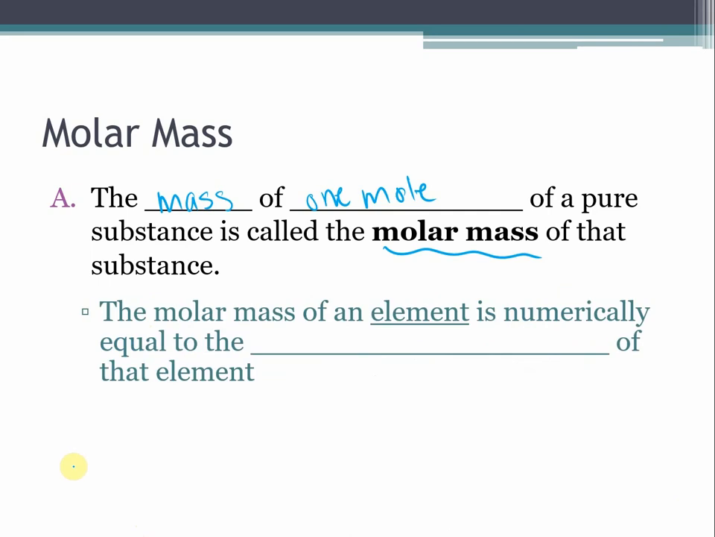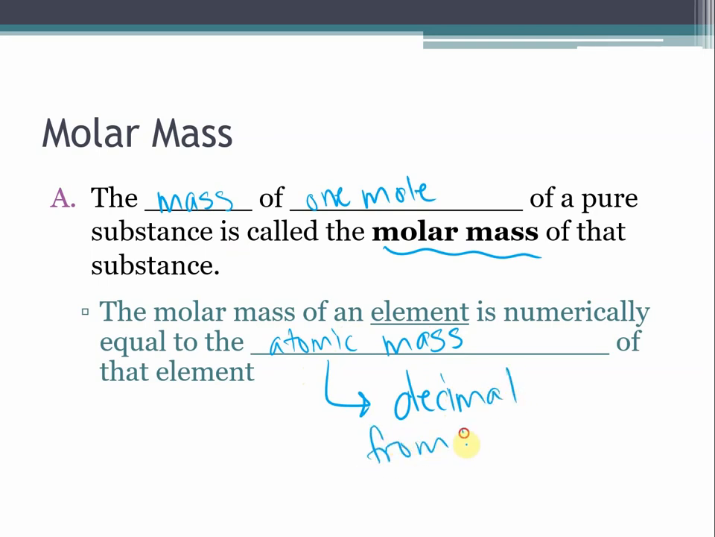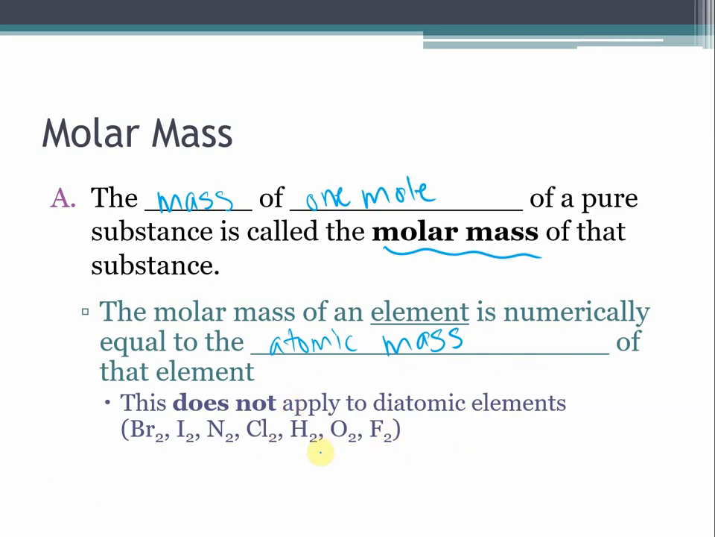To find the molar mass, it's pretty simple. The molar mass of an element is numerically equal to the atomic mass, or the average atomic mass, of that element. And the atomic mass, remember, is the decimal value from the periodic table. Not the whole number at the top of the little box, but the decimal number at the bottom. That's the atomic mass.